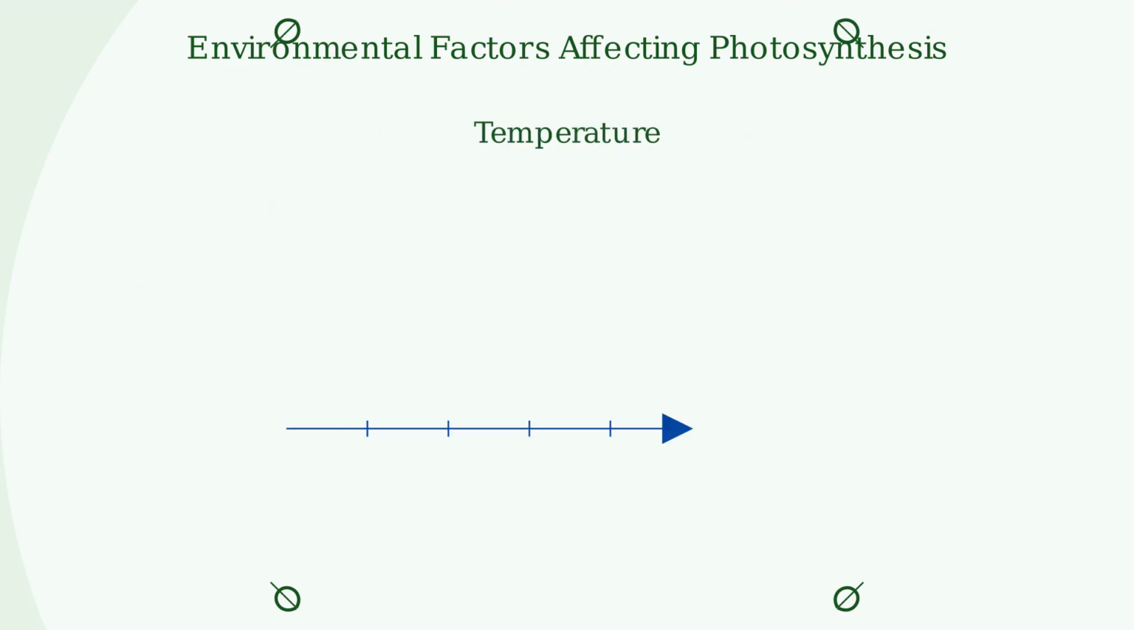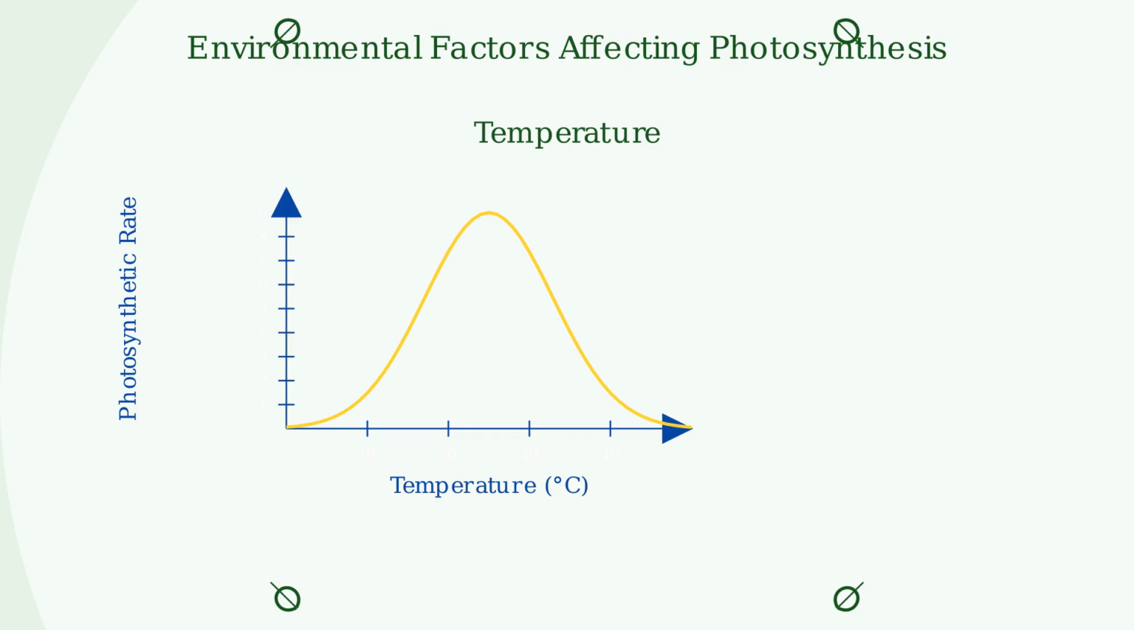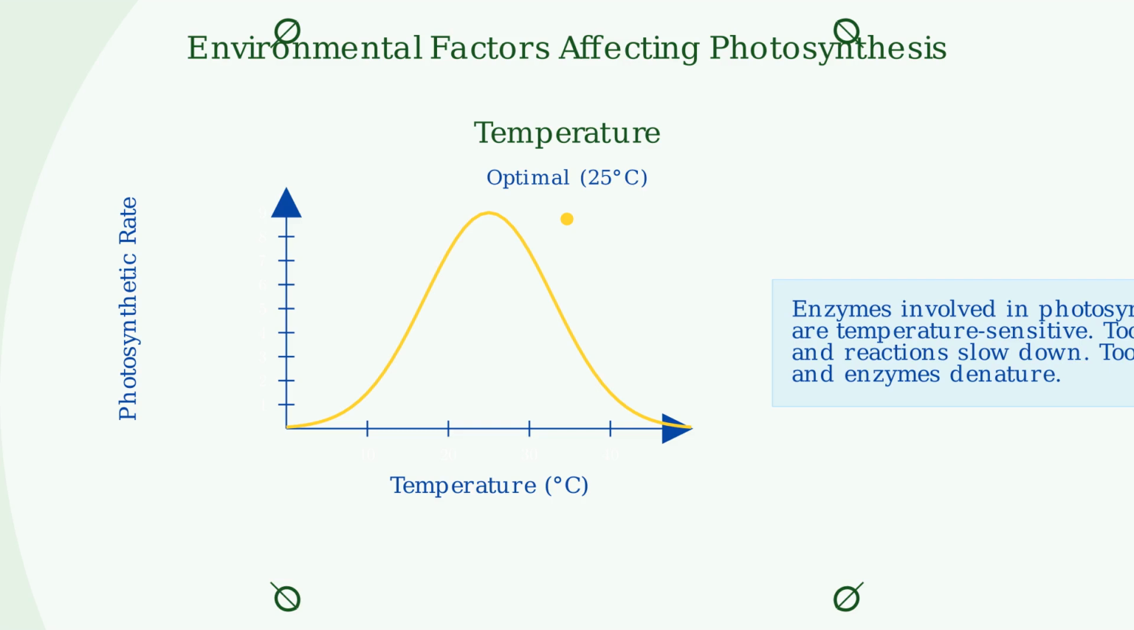Temperature affects photosynthesis because it influences enzyme activity. Each plant species has an optimal temperature range. At low temperatures, reaction rates slow down. As temperature increases, photosynthesis increases until it reaches an optimal point. Above the optimal temperature, enzyme denaturation begins to occur, reducing photosynthetic efficiency.